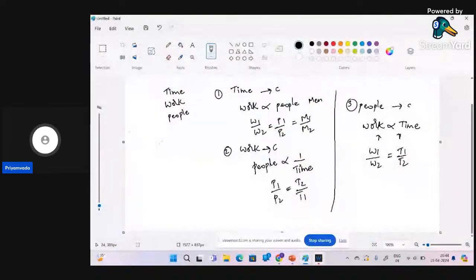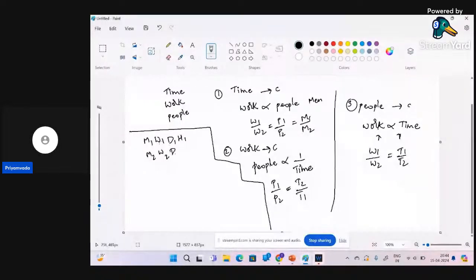Please click a screenshot after I'm done with explaining this as well. They will give us a scenario where M1 men work on W1 work and can complete that work in D1 days, working H1 hours per day. For example, 5 men can complete the construction of a building in 20 days, working 8 hours per day. That is scenario one. And there will be one more scenario where M2 men are working on W2 work and can finish that work in D2 days, working H2 hours per day.